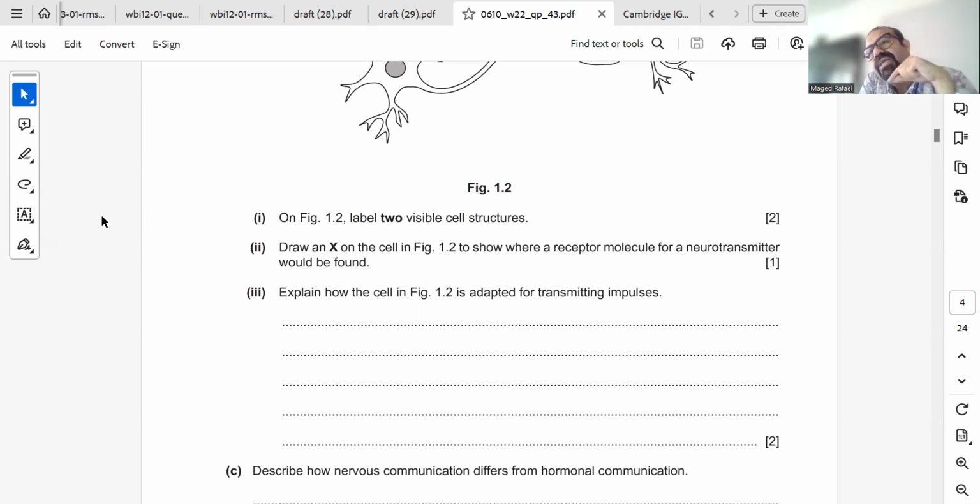A nerve cell transmits ions and chemical substances, and this happens by active transport. You know well that active transport requires energy. So if you said that we have more mitochondria, you will gain the mark, because the mitochondria release energy in the cell. Fine. If you said that we have receptor protein, where receptor protein is highly specific for neurotransmitters, this will be perfect.